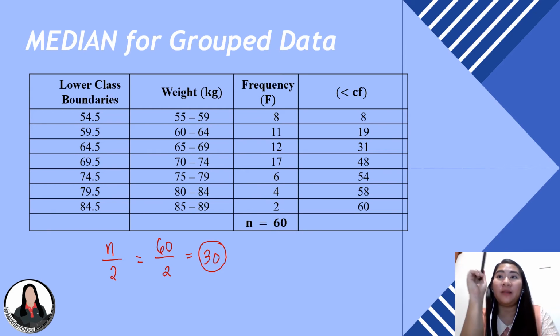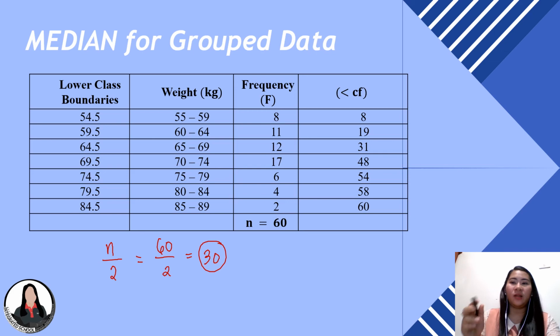yung pinakamalapit. Okay? So first, ang less than cumulative frequency entry natin is 8. And 8 is less than 30, so hindi siya pwede. 19 also is less than 30, so hindi rin siya. Punta tayo sa patatlo. Dito, that is 31. So, we have obtained a value that is greater than 30. Bakit hindi 48? Hanapin ninyo kung alin yung unang entry at yung pinakamalapit at mas malaki kay 30. So, that is 31. So, we have obtained our median class, which is yung ating third interval.